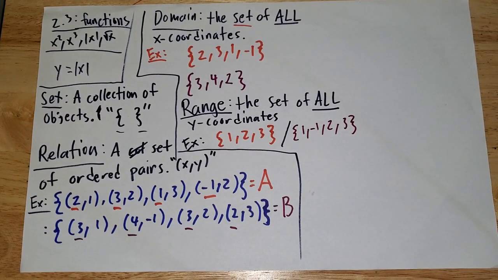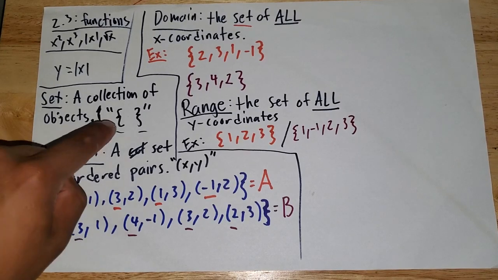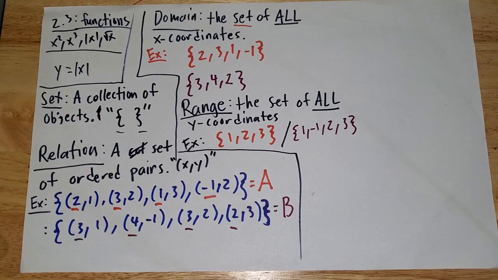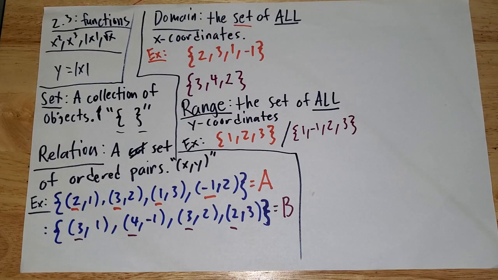And the reason why it's important to know all these terms first, so understanding a set is just a collection of objects. The objects here are x coordinates, the objects here are y coordinates, the objects here are ordered pairs. So depending how you're using the set, you always use braces as your set notation. And then we have a couple more terms.